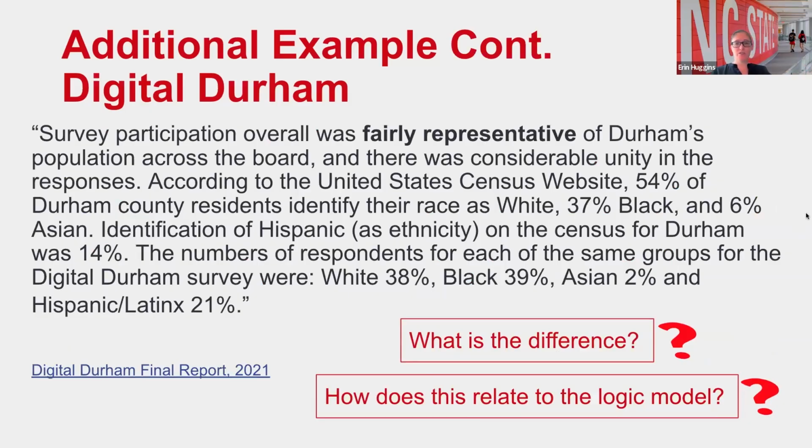So Digital Durham's digital inclusion plan goes on to describe the demographic information about their participants. So here they're using some census data as a comparison. They start off by stating that they have a fairly representative sample. So that's helping us see that the data accurately are representing the characteristics of a larger population. It gives the reader the ability to compare populations to the data that they were collecting.